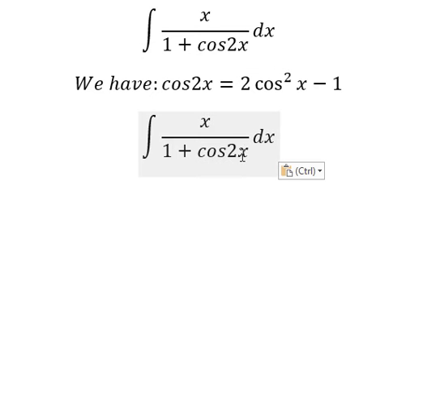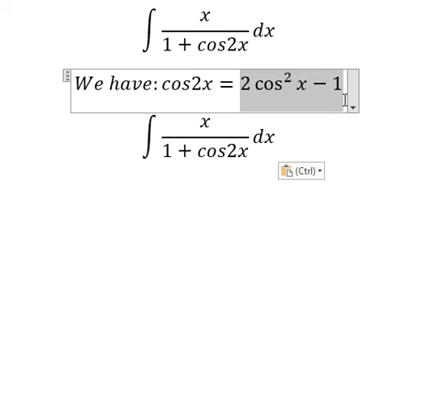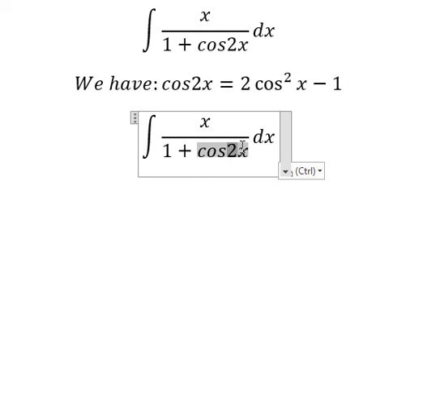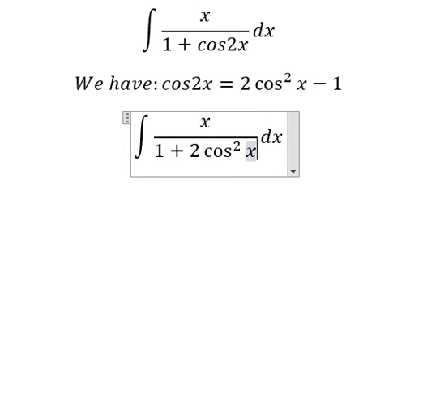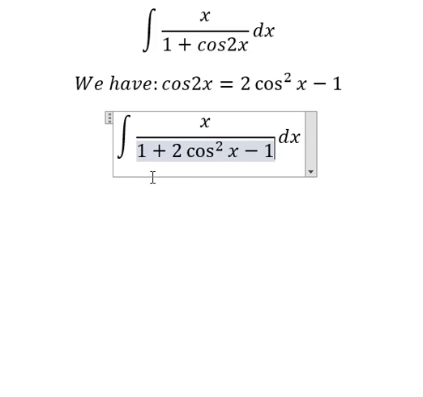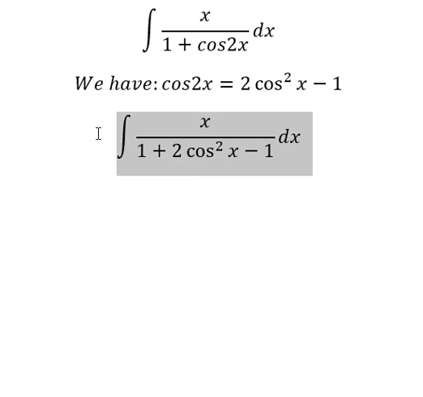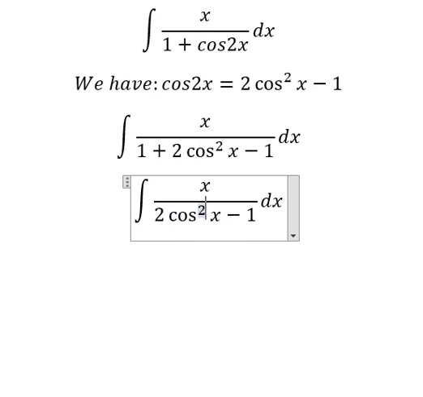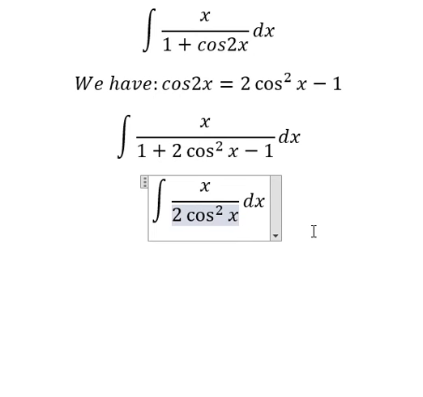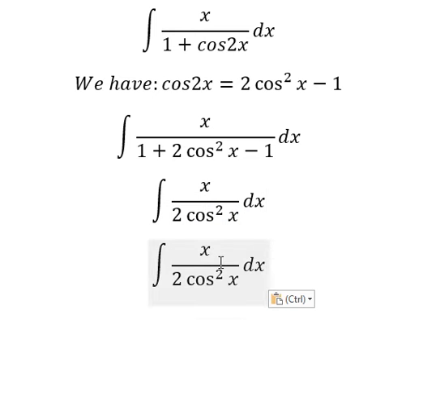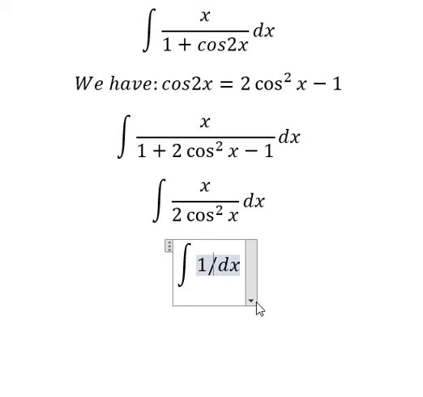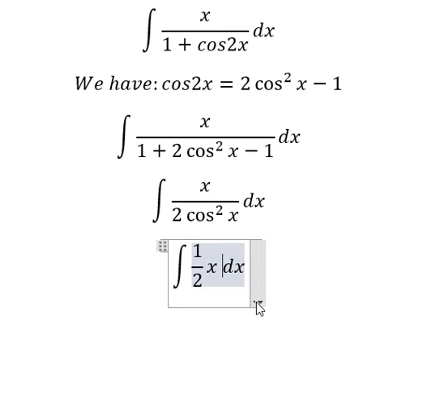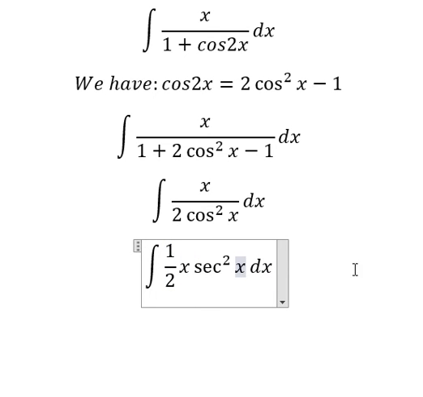So cosine 2x, that is about this one. So 1 minus 1, we have 0. So this one, we can put 1 over 2 secant squared, because 1 over cosine squared is about this one.